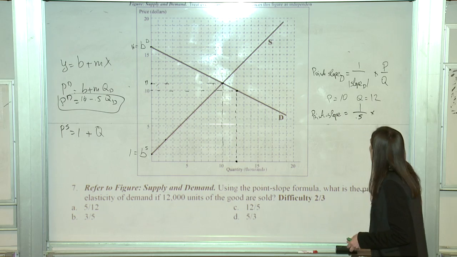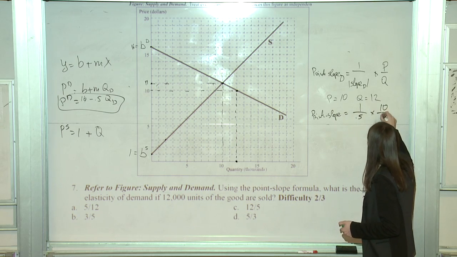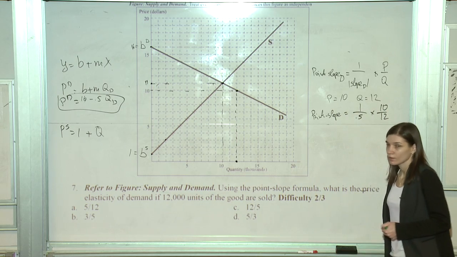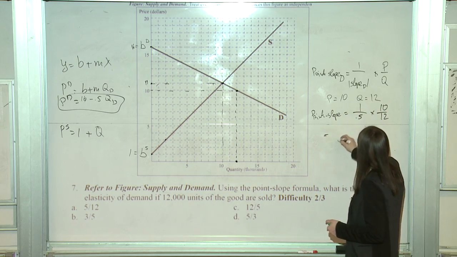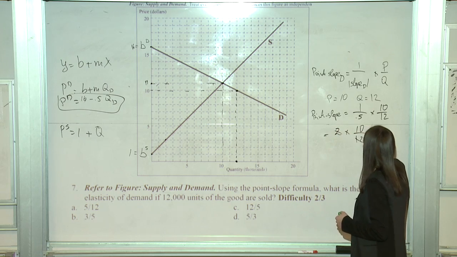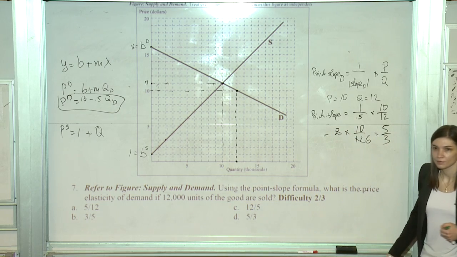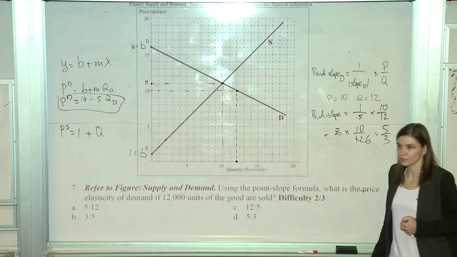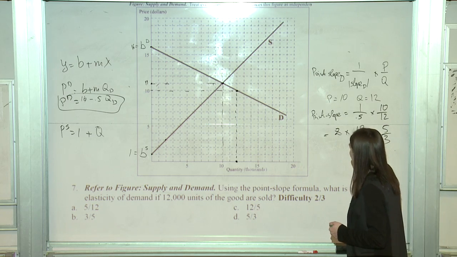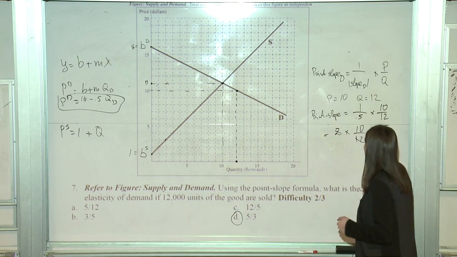And then times price over quantity, so 10 over 12, right? If I flip this fraction, it becomes 2 times 10 over 12, or 10 over 6, or 5 over 3. Right, do you see this? So it's here. Answer D.